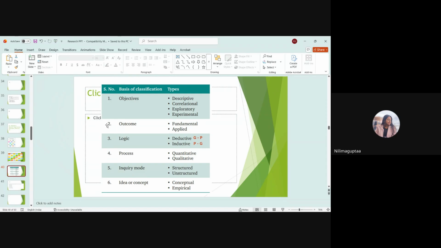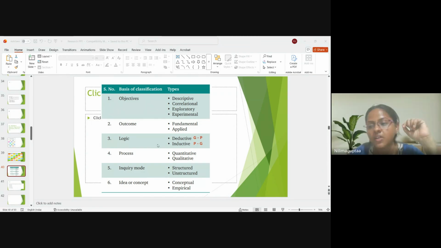on the basis of that, it is descriptive, correlational, exploratory research, and experimental, because they have certain objectives. And when I talk about outcome, if I want a certain outcome in my research, on its basis, we have fundamental and applied research. On the basis of logic, as I've told you, we have deductive and inductive. Deductive is general to particular and inductive is particular to general. So you can note this down. It's DGP and IGP. Then on the basis of process, it is quantitative and qualitative. Inquiry mode, it is structured or unstructured. Or on the basis of idea, it is conceptual or empirical.